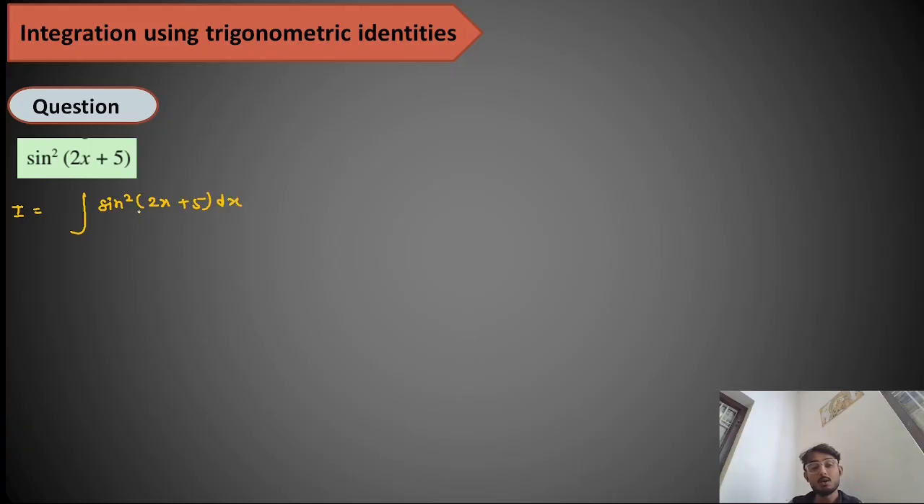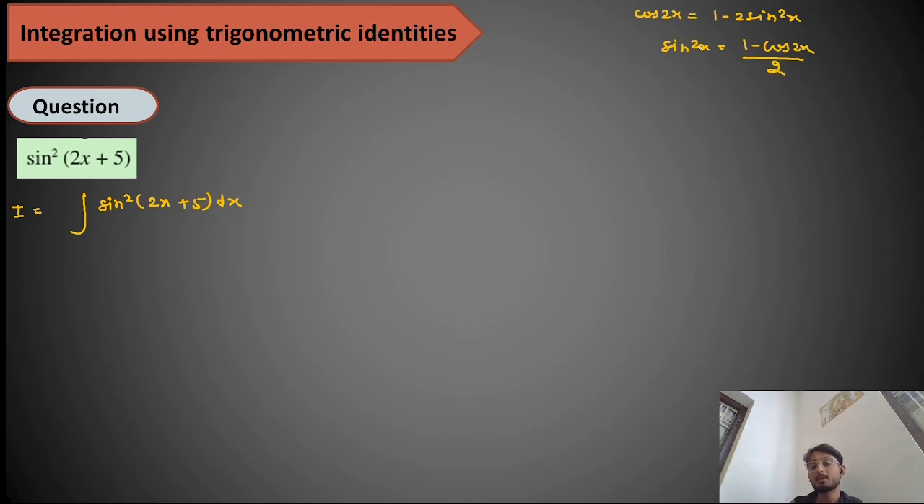dx. First of all, here we have sin square (2x plus 5). As you know, by the cos 2x formula, cos 2x equal to 1 minus 2 sin square x, and from here sin square x equal to (1 minus cos 2x) upon 2.